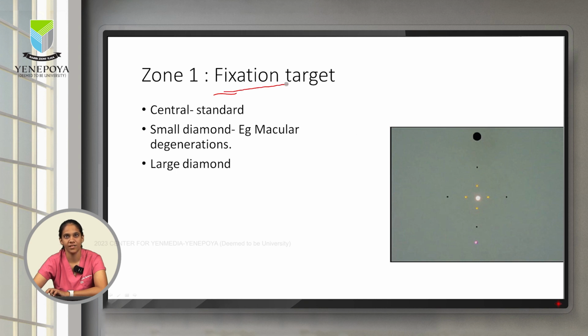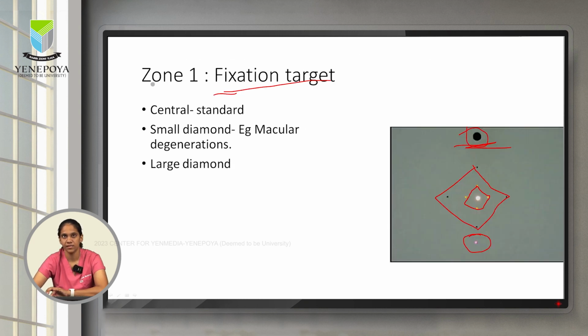So, second thing is your fixation target. See this one right here, right? This is your central fixation target. This is the standard fixation target that is given to a patient. This place will actually be illuminated. Then comes your small diamond. That is what has been illuminated in this picture. This is used in macular degenerations, and then there is a larger diamond also. When the patient can't see the small diamond, you use a larger diamond, and then there is an inferior fixation point also.